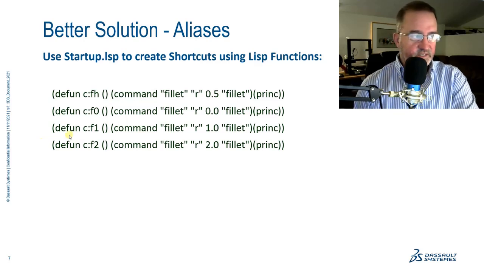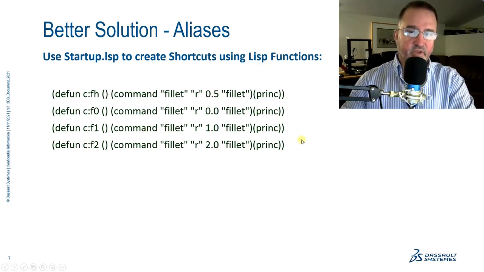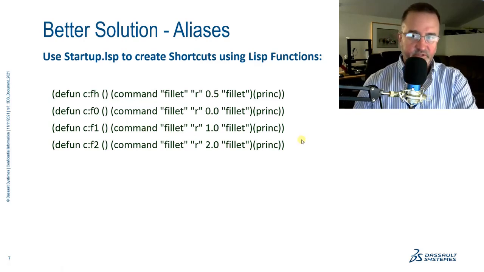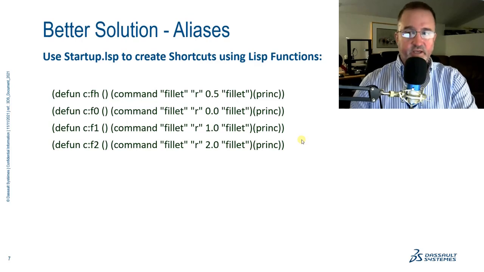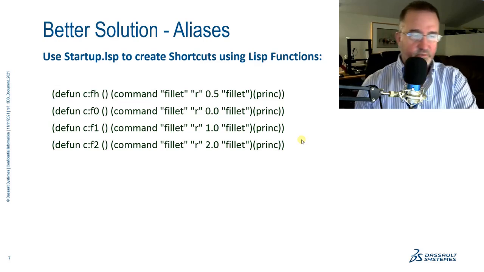The example I showed last session was the fillet command. I think this is a great example. These are just simple defined functions, but I have the ability now to not just run the command, but run the command with options. In this case, I can put in the radius, and then I can specify that radius and then run the command. So it's basically one keystroke to do multiple things.